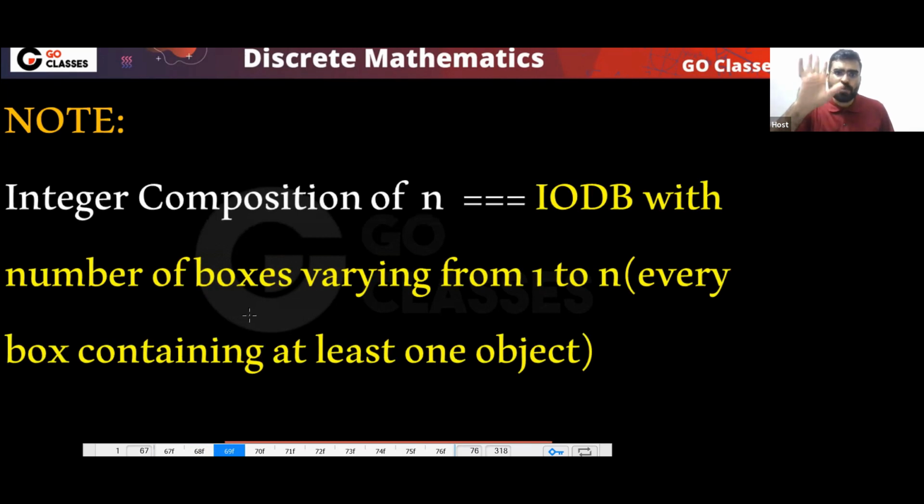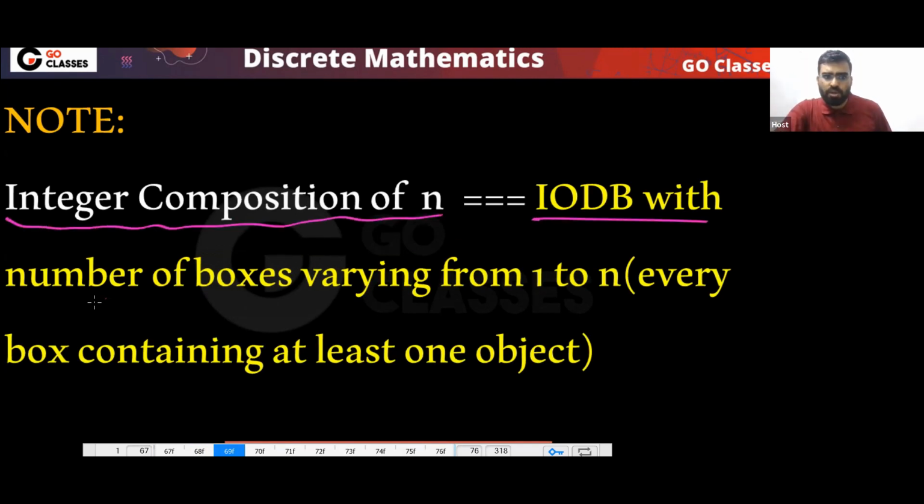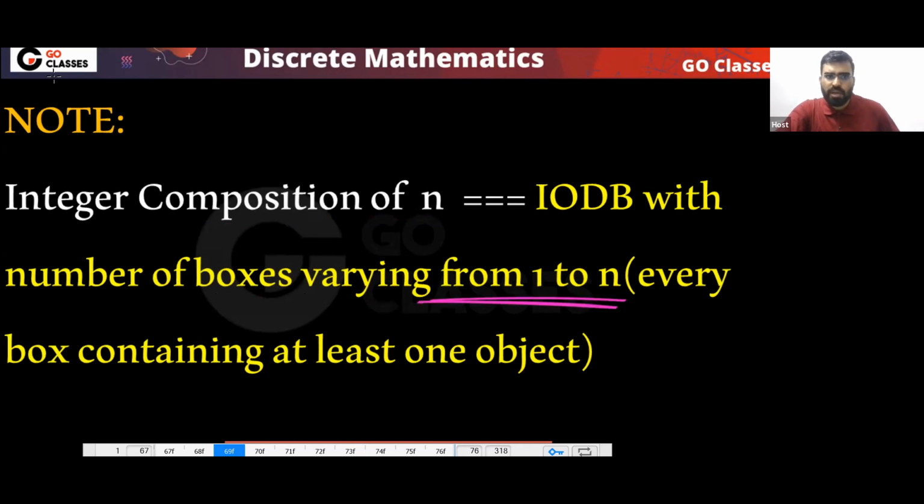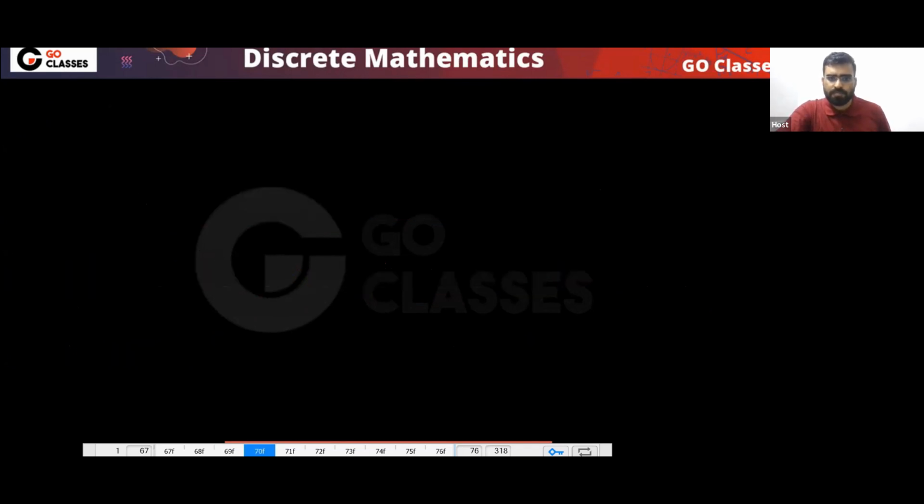So in total 7 problems we have seen now. You can notice integer composition of n is the same as IODB, with the number of boxes varying from 1 to n. Yes or no? The number of boxes is varying from 1 to n, and every box contains at least one object. This is your integer composition of n problem.